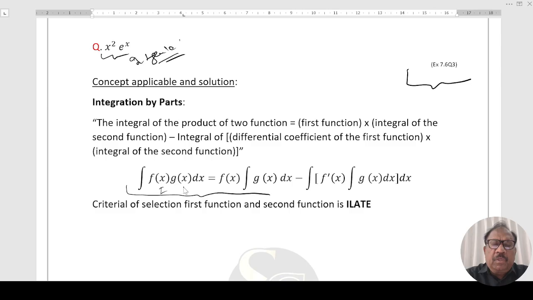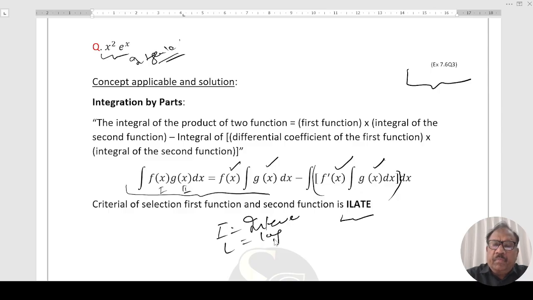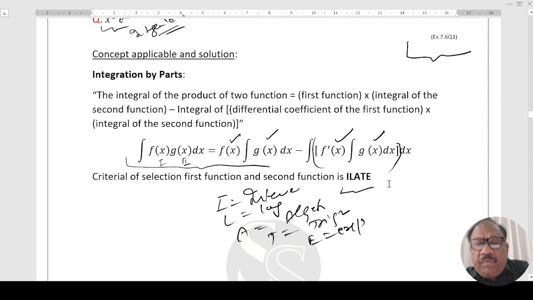Suppose this is the first function, this is the second function. First function, integration of second, minus the whole integration of differentiation of first function into integration of second function. Criteria for selection of the first function and second function is according to ILATE. I for inverse trigonometric function, L for logarithmic, A for algebraic, T for trigonometric, and E for exponential. Whichever comes earlier, that will be the first function.